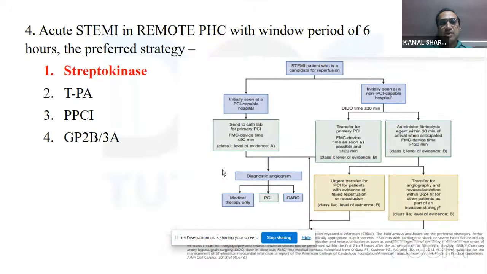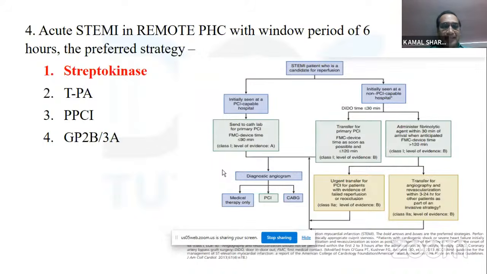Another question was acute STEMI in a remote primary health center with a window period of 6 hours. Now remember, we have discussed this ample amount of times. This question has been framed repetitively in our grand test, all India ranking test, QBank series, module test. It's important to realize the DDO time, door in, door out time, and what center the patient is reaching.